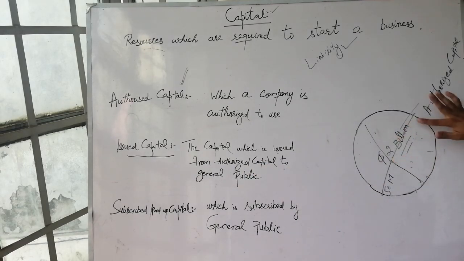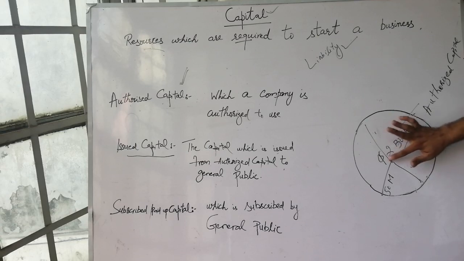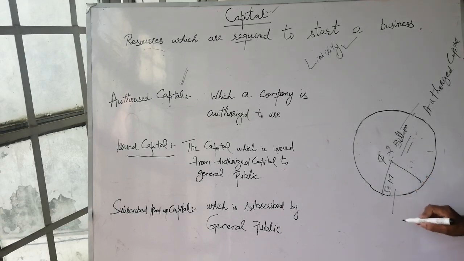As you know, the capital of the company is a huge amount. That's why they divide the capital, the authorized capital or issued capital, into small units, into small shares. This is known as shares.